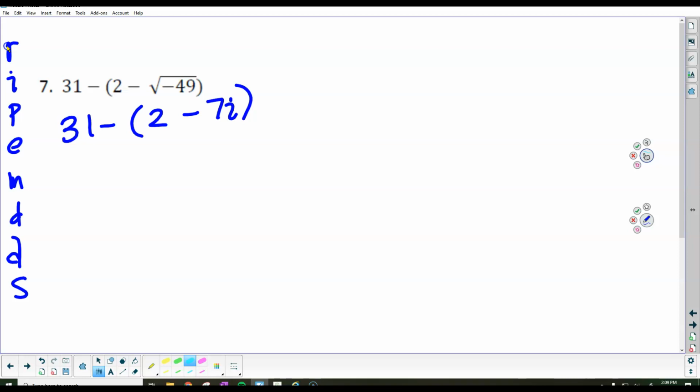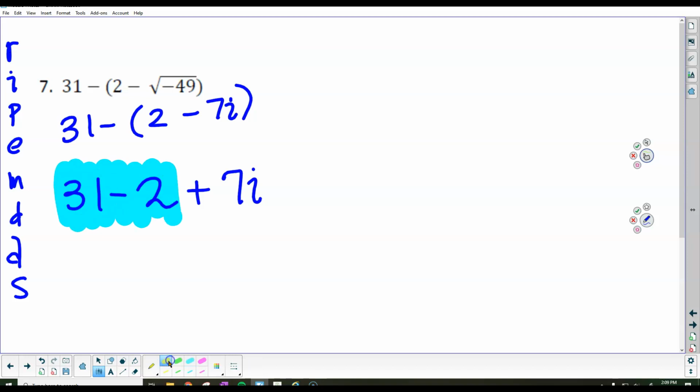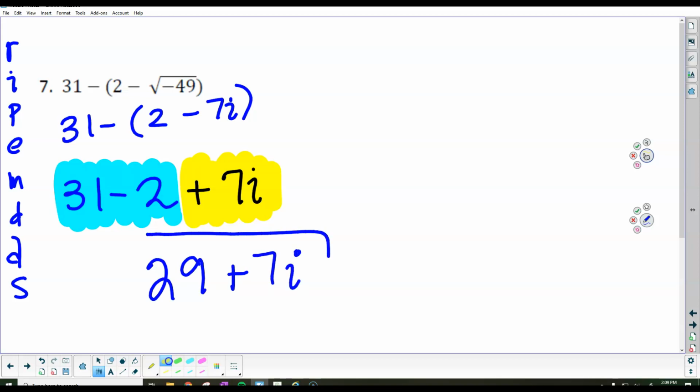And then we don't have any i's to any exponents. We have parentheses, but we cannot do anything with that. So we're going to go straight to multiplication. We're going to distribute the negative again. And then, guys, let's highlight our real and our imaginary. So this is my real part. And that's my imaginary. And remember, real goes with real, imaginary goes with imaginary. So all we're going to do is 31 minus 2, which is 29. And then tack on that 7i at the end.